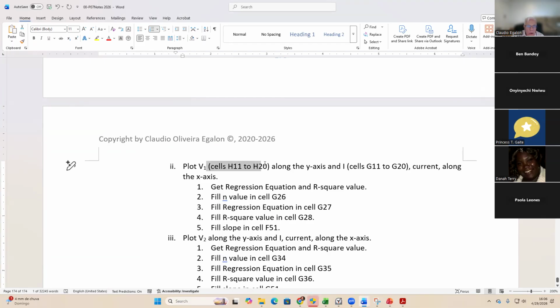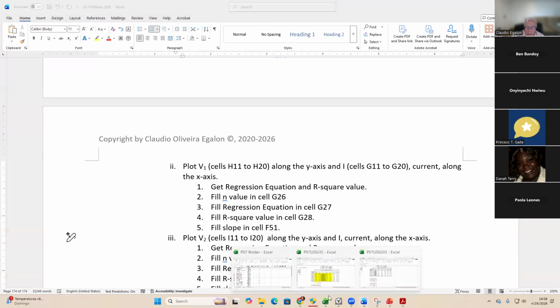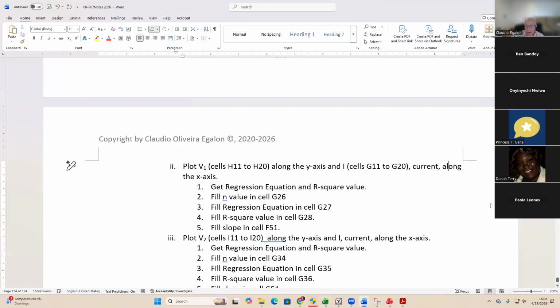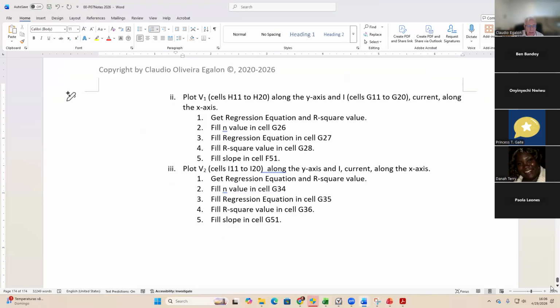And then V2, cells I11 to I20. Oh, here you go. Let's make sure it's I. Yeah, V2 is in I. Good. Those are the three graphs that you have to plot. And now we can have our break.